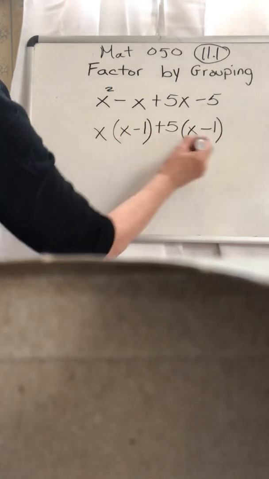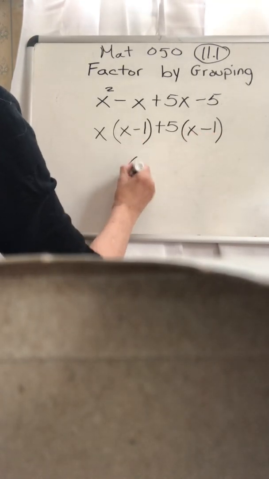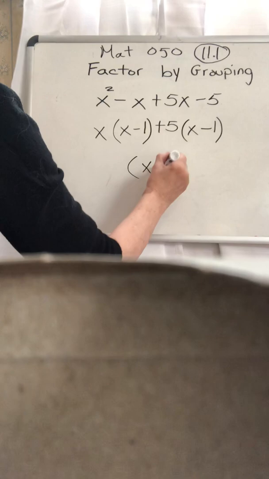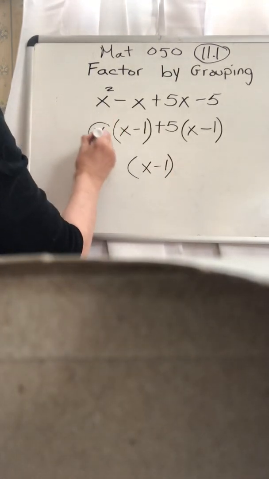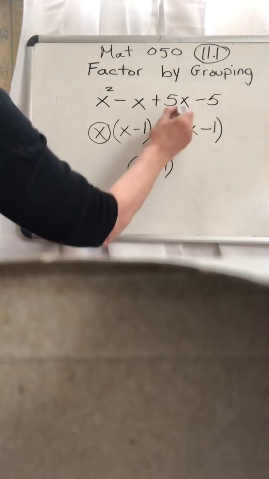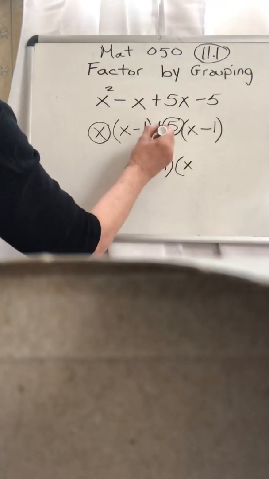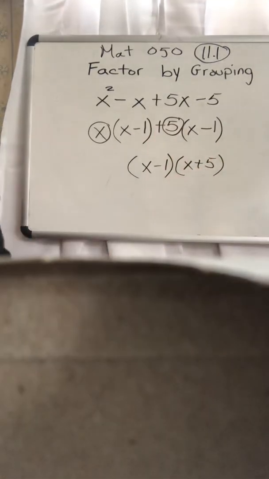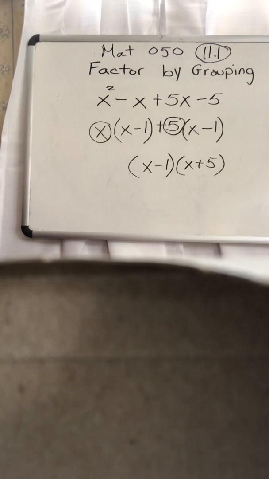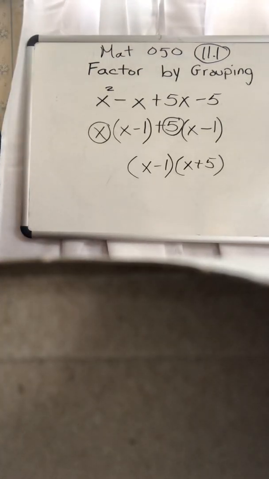So notice that I have these common groups again, so I just pull one of them out, and I have x minus 1. Then I put in a group those greatest factors that I factored out, and so I just put x. Since there's a plus sign here, I put a plus 5. Okay. All right, well, let's look at number 2.